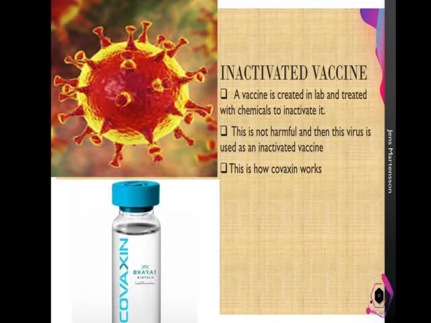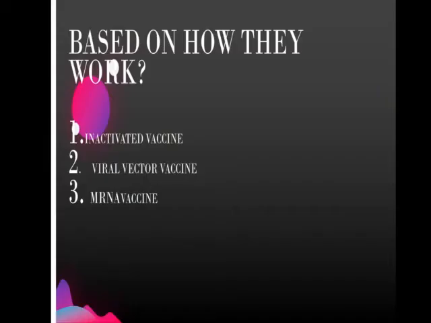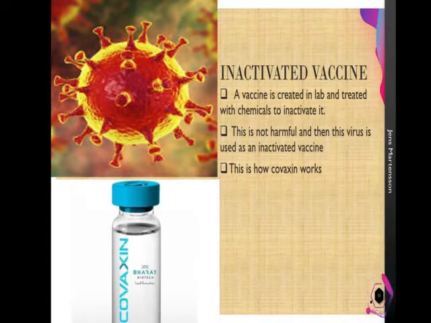As I have said earlier, each vaccine works in the same way, but they use different technologies in different vaccines. Based on how they work, these COVID vaccines are categorized into 3 types. First is inactivated vaccine, second is viral vector vaccine, and third is mRNA vaccine. We'll see what an inactivated vaccine is first. Let us take an example of Covaxin, which comes under the inactivated vaccine.